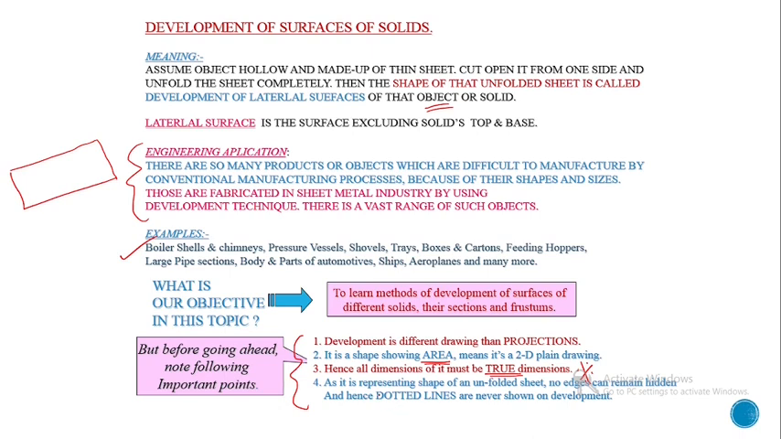And as it represents the true shape of the unfolded sheet, no edges can remain hidden, and hence dotted lines are never shown on development. All edges are visible in the case of development of surfaces. So visible edges must be in thick line, or otherwise we can draw thin continuous lines. Never use dotted lines.